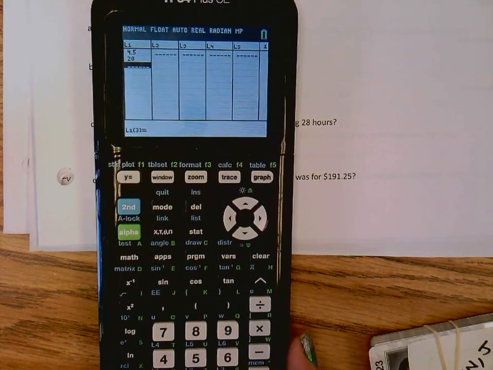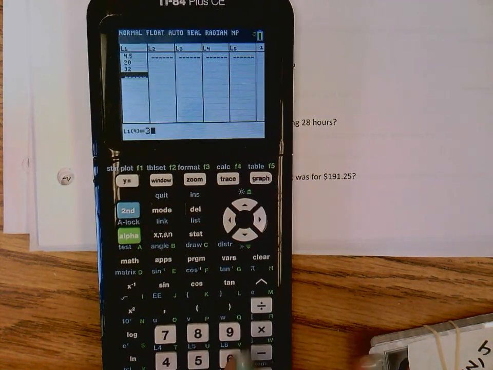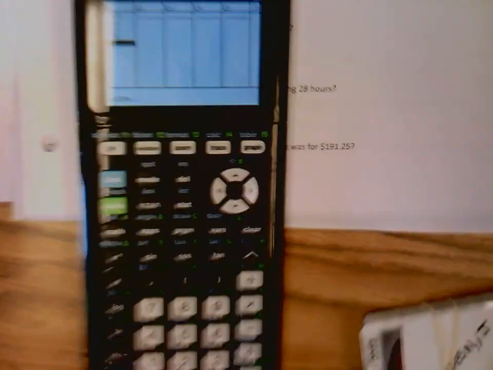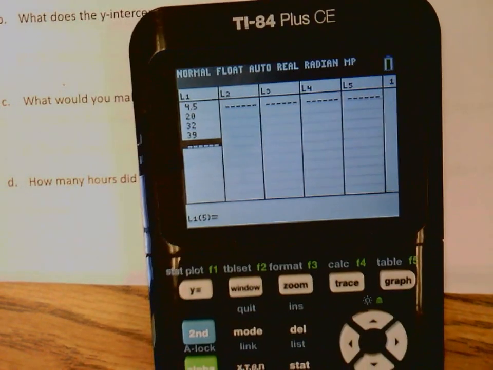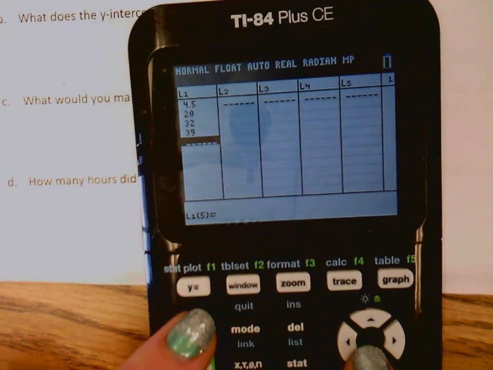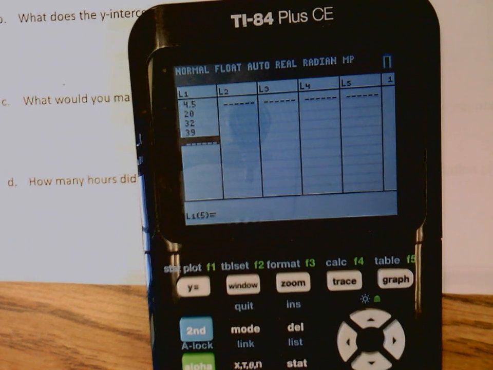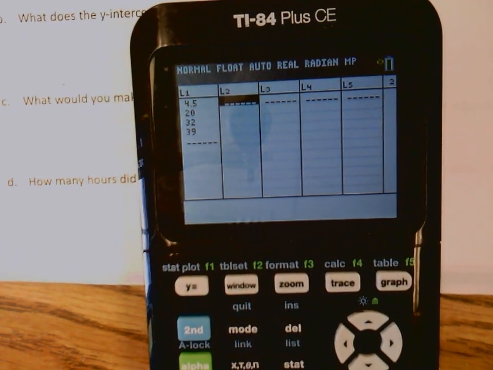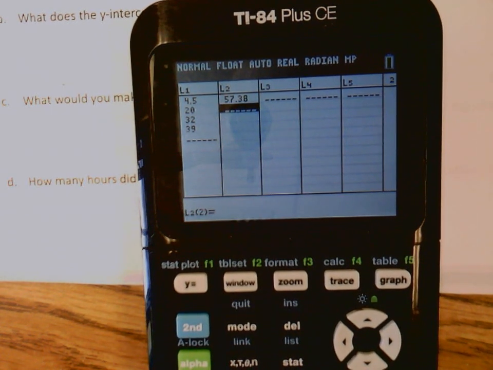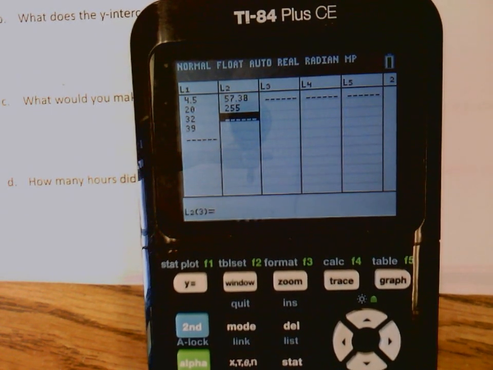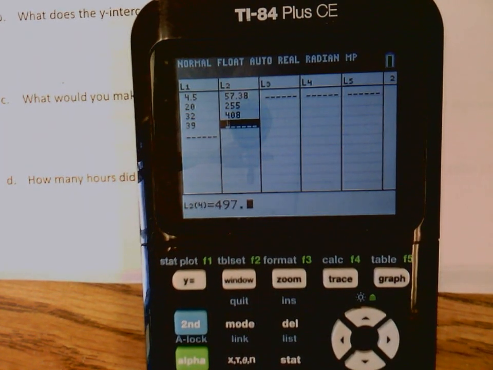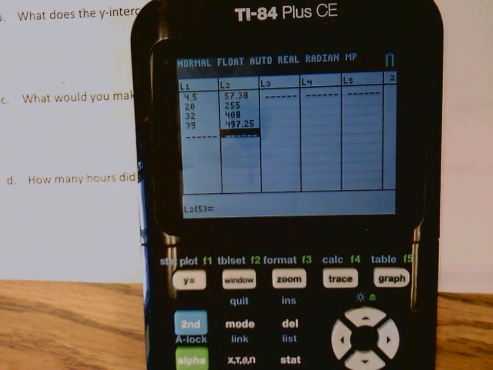32, and 39. All of your X values can go in that list. It's very bright. All right, and then in my L2, 57, 38, 255, 408, 497, 25. All right, so I'm just going to write that step up here.